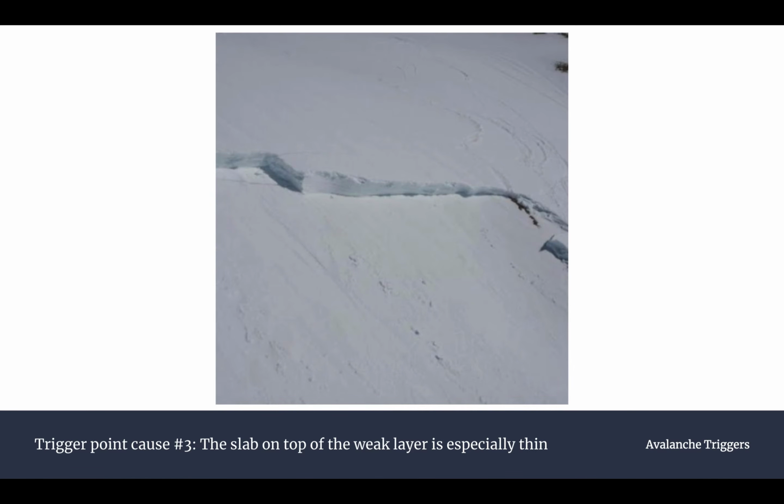And a third trigger point cause is the slab on the weak layer is especially thin, because essentially what this means is that the amount of force needed to trigger the weak layer is a lot lower, because the force it takes to trigger a weak layer must be enough to permeate down into the snowpack to transfer that energy to the weak layer, thus collapsing it. So if the slab is especially thin, you can understand that the tolerance for permeating down into the snowpack, down to that weak layer, is a lot lower. So all three of these things contribute to making a weak layer especially weak.